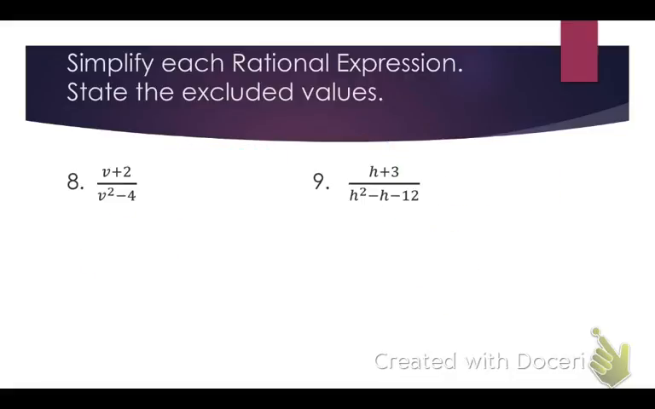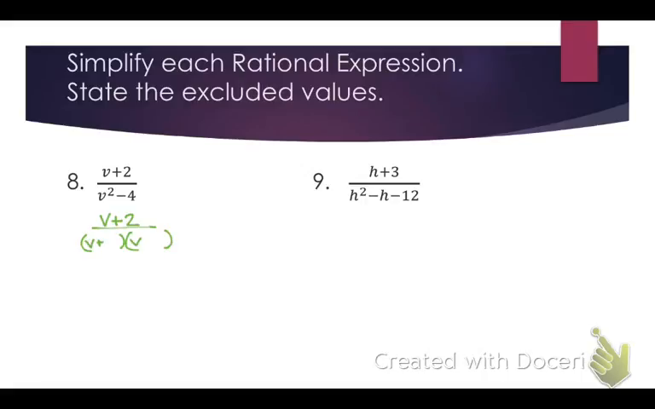Let's take a look at number 8. Number 8 is not completely factored. I look at the denominator and I have a binomial. There's no GCF I can pull out, so I look for my difference of 2 squares. I do have a perfect square minus a perfect square, so this is going to factor into 2 binomials. I take the square root.